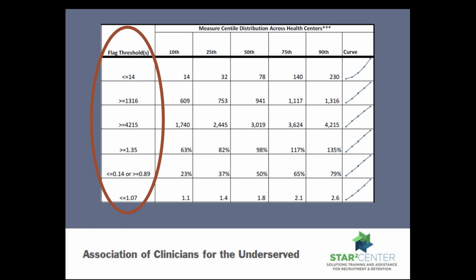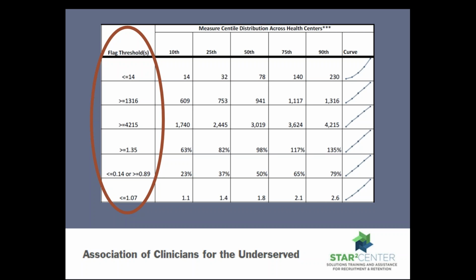So I'm going to go back to that second row that we know is your patient panel per your medical provider FTE. And if you look at the measure centile sections, ignore the part that's circled for right now, you can see that for health centers, that patient panel per med provider FTE ranges from below 609 to over 1,316. So these aren't the absolute limits on either end. The 609 is the top of the 10th percentile, and 1316 is the bottom of the top 10%. But it'll give you a good sense of the range of what's going on at health centers nationally.